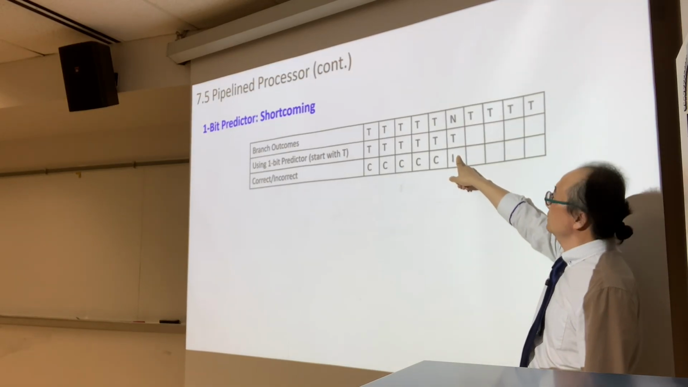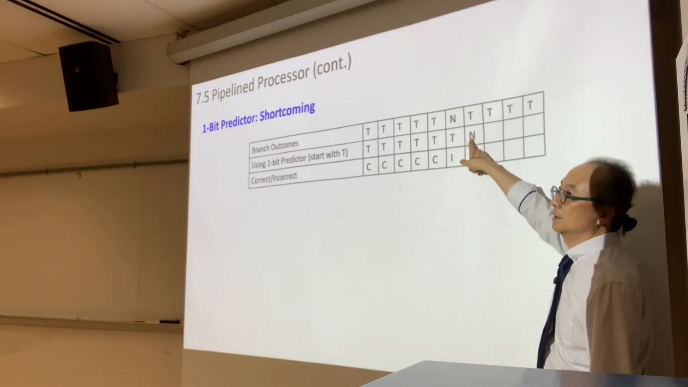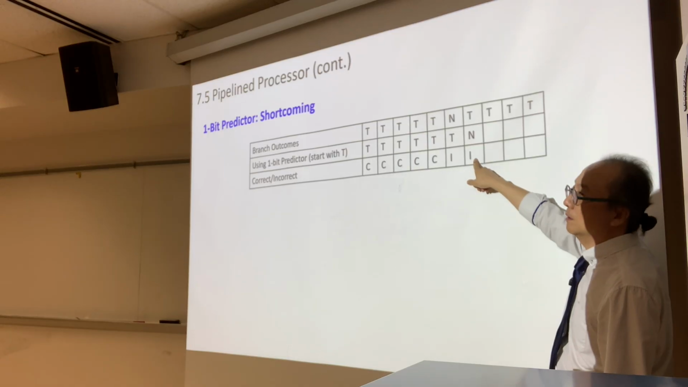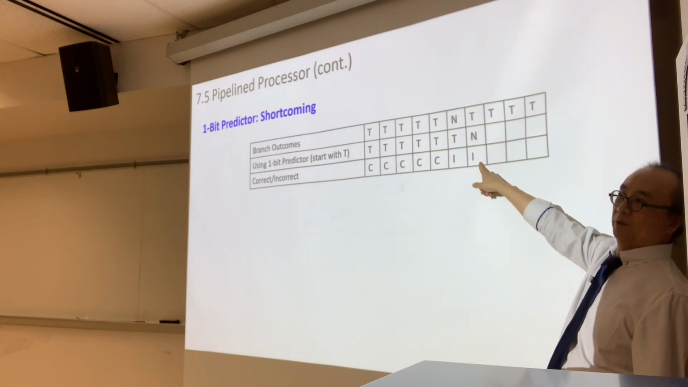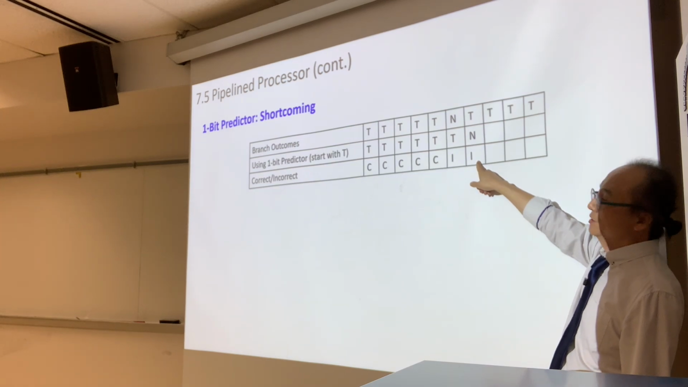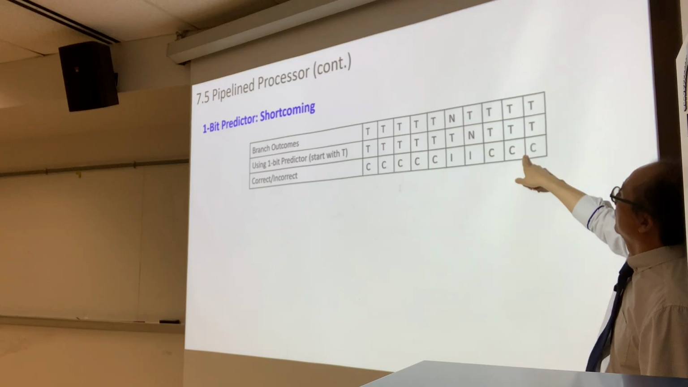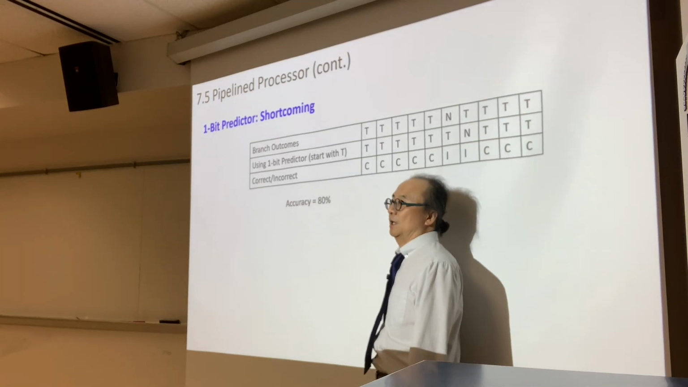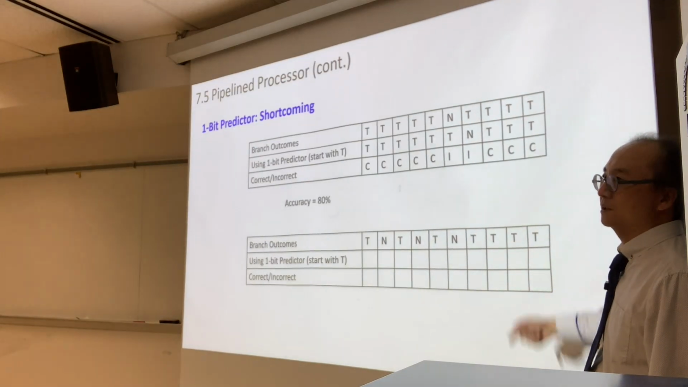Wrong. Incorrect. So at this time, I'm going to change from taken to not taken. And again, this is wrong, because I predicted not taken but it was an incorrect prediction. So I change my decision again to taken, correct, taken, correct, taken, correct. So in this case, the accuracy is 80%. Copy this down. And I want you to try this second table.